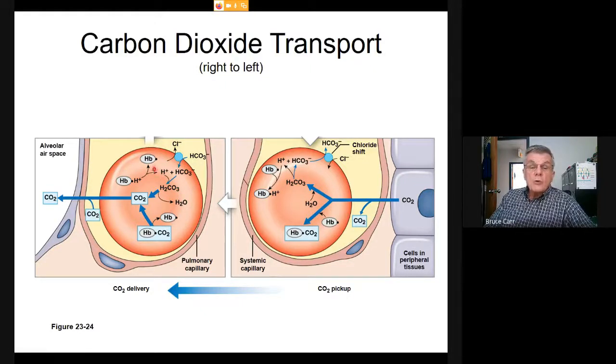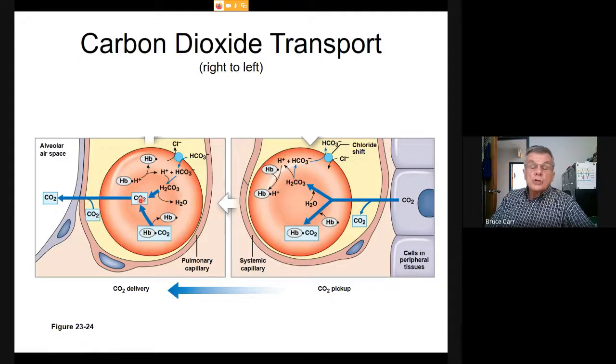So here we are, the red blood cell. The chloride shifts back out to exchange for the bicarbonate. As this bicarbonate floods into the cell, it forms carbonic acid. At the same time this is happening, hydrogen ion is being given up by the hemoglobin, and the carbonic acid generates water while it makes CO2.